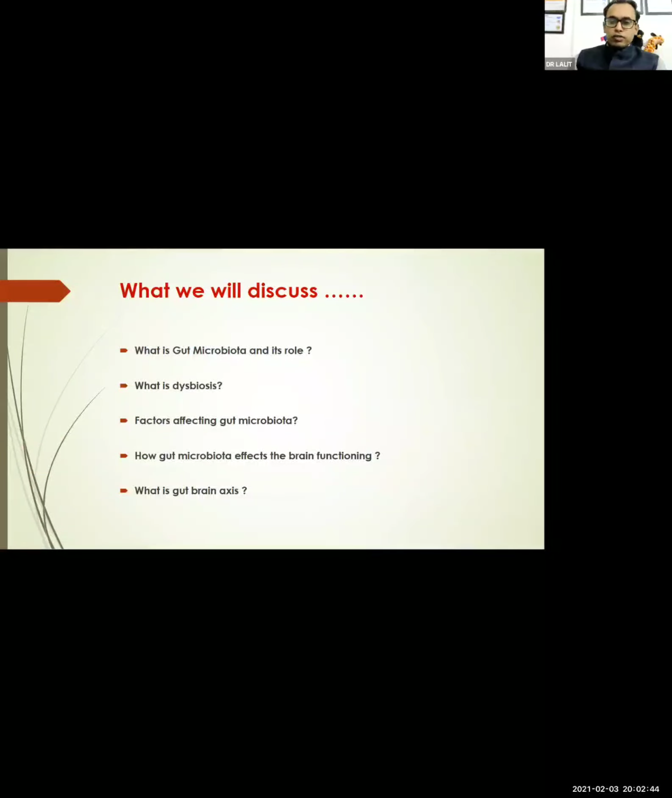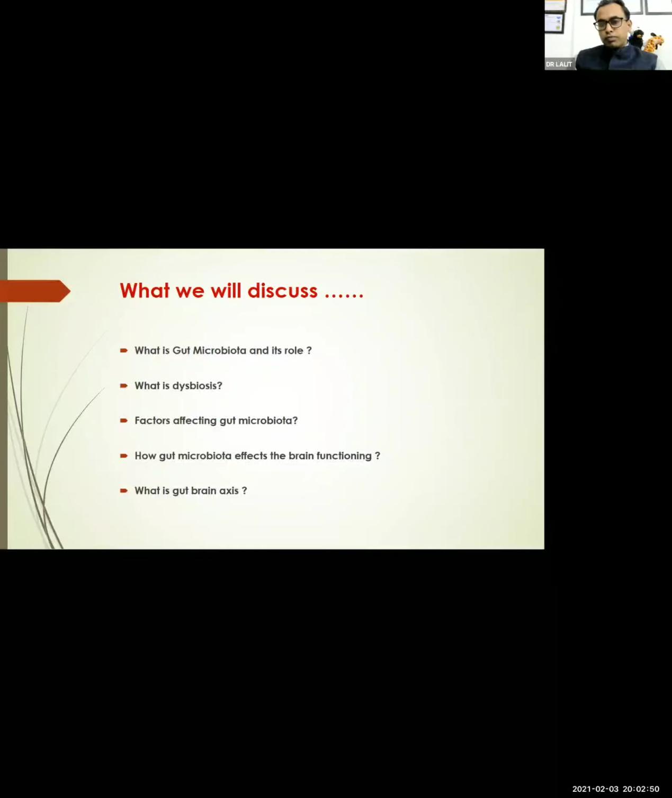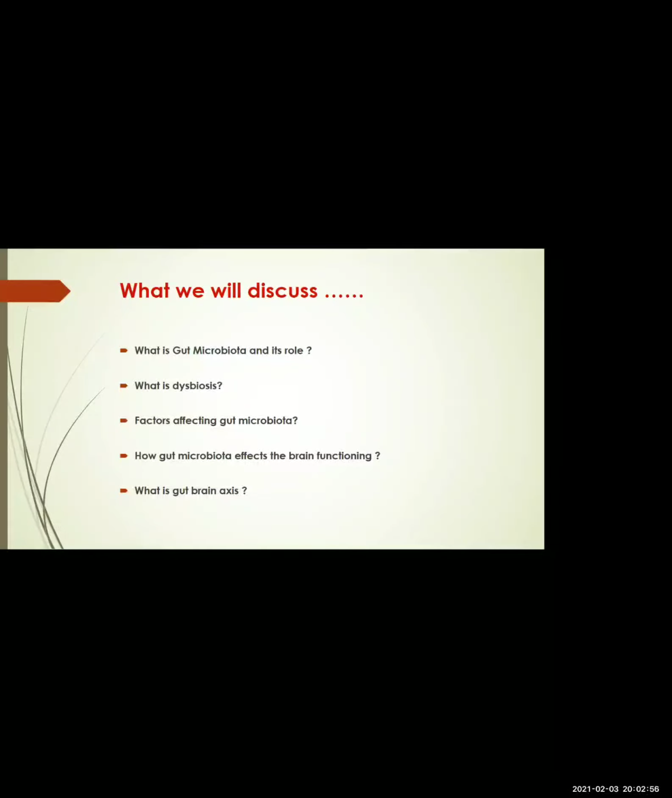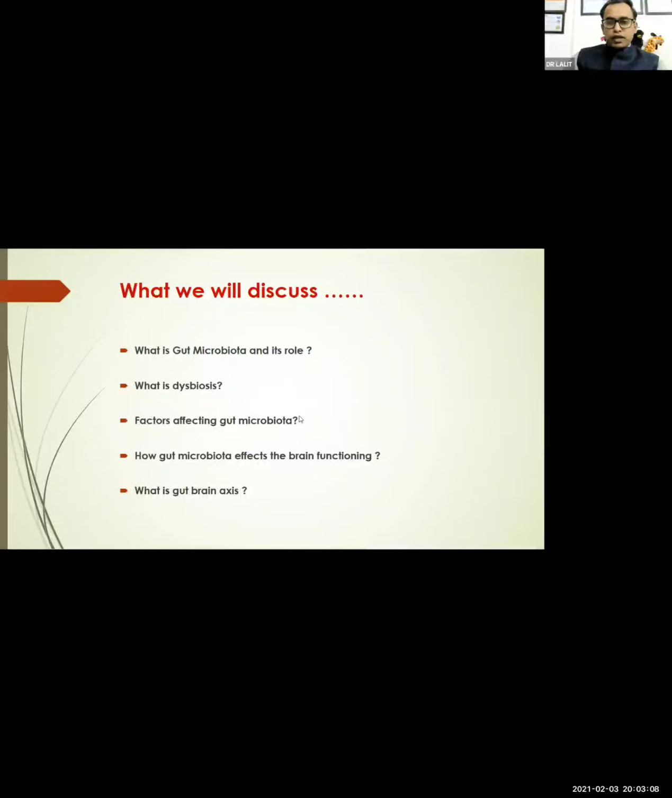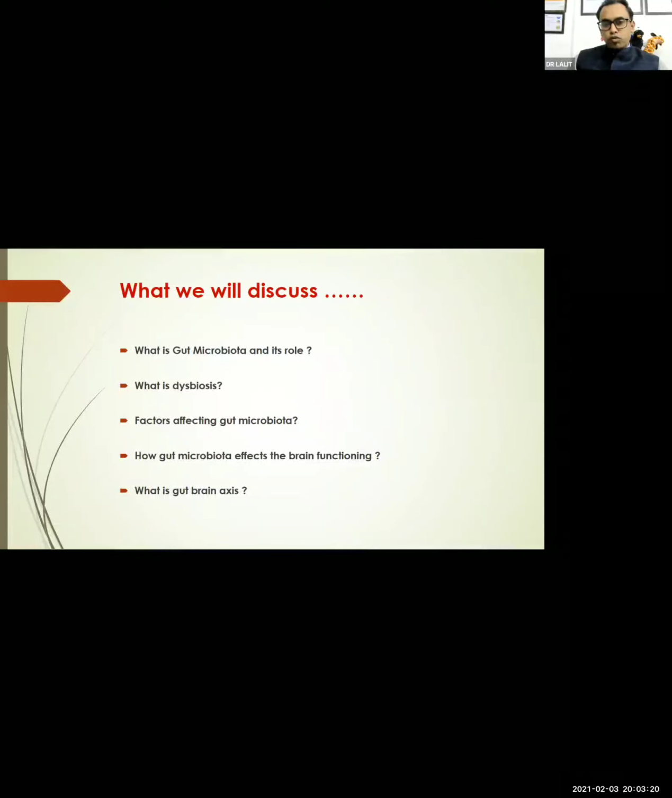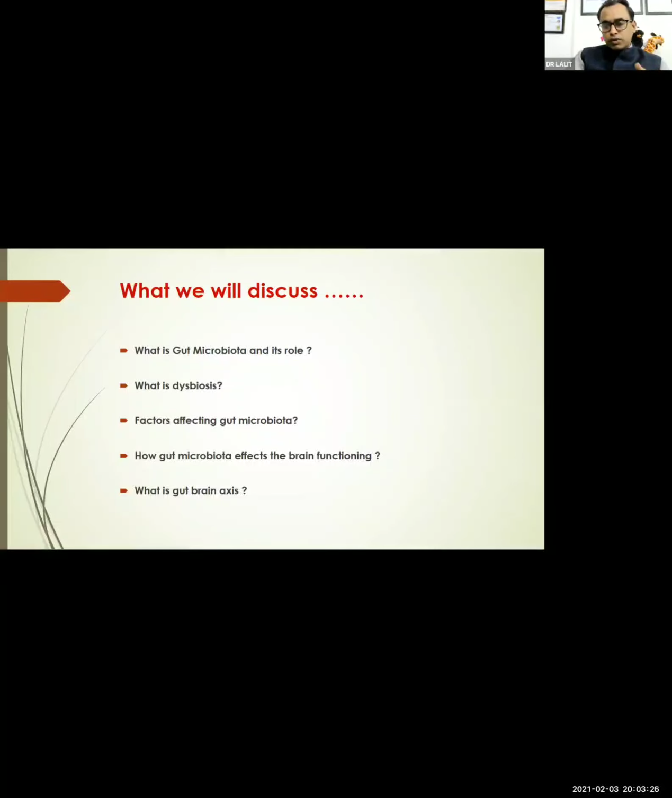So just an overview slide of what we'll be discussing in this presentation: what exactly we mean by gut microbiota, how it is important, what is dysbiosis, what are the factors which affect gut microbiota, and how. Also how gut microbiota affects the brain functioning, and what exactly the gut-brain axis is. I have put this up because before going to the gut dysbiosis association, we should know what exactly these terms mean. If we are able to figure out these terms, probably we'll be able to figure out the relationship between gut dysbiosis and autism.